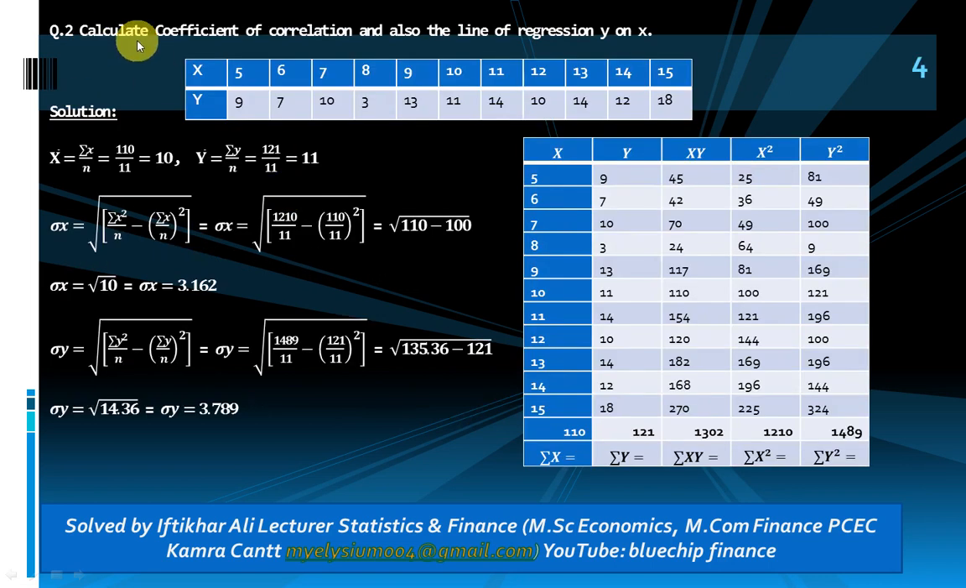The second question is: calculate the coefficient of correlation and also the line of regression of y on x. We have already calculated this question many times in previous papers, so once again you can see the calculation.